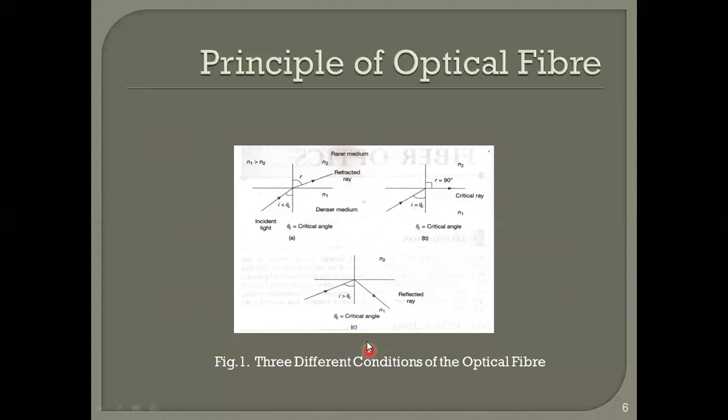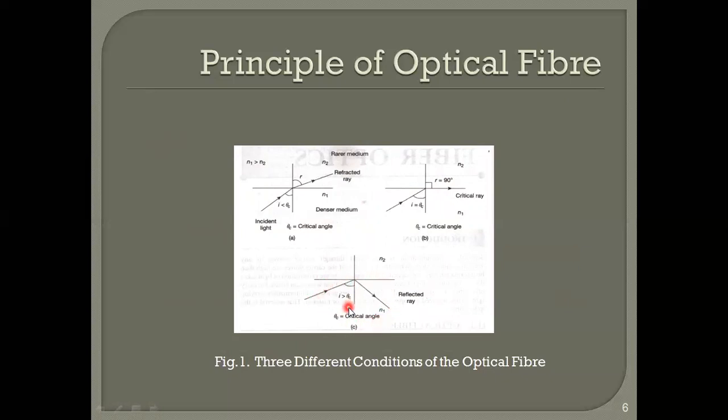The third condition is when I is greater than theta c. Now we are incidenting the light, and it hits the boundary. Then instead of refracting, as the angle of incidence is greater than the critical angle, the light is reflected back into the denser medium itself. This is what we call total internal reflection.